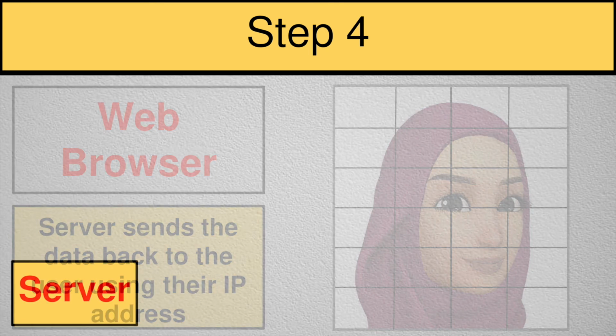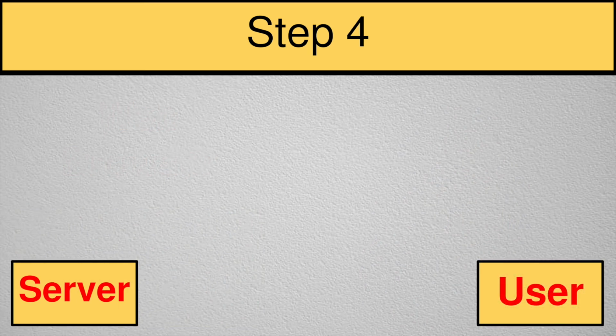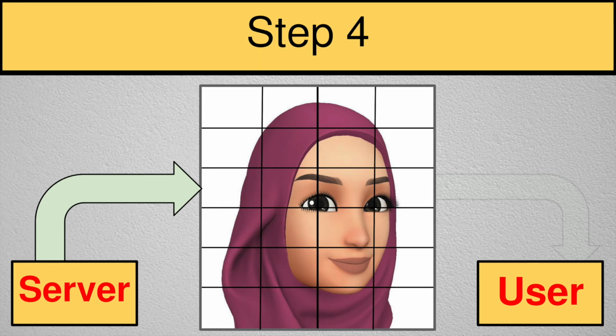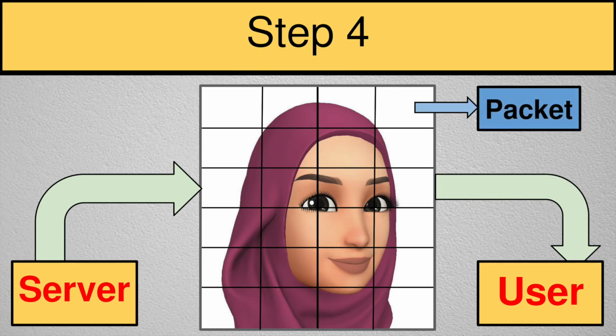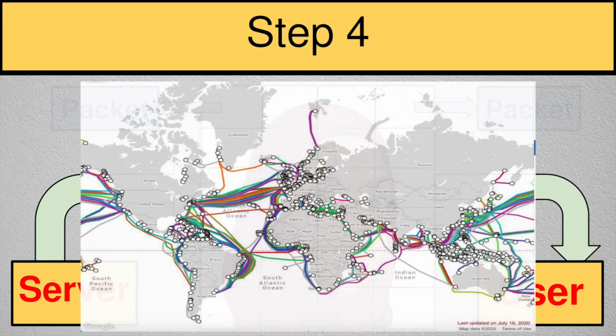Okay, so we have the server, and the server wants to send information to the user. It wants to send this picture in particular, and this picture is separated into different packets to get to its user. So each part would be one of those packets. And then those packets, when they get sent, actually get sent along those different cables that we talked about in previous videos, and they get sent in different directions.